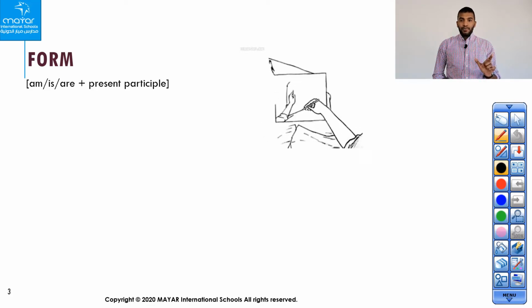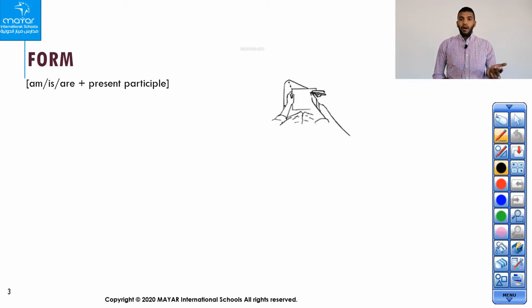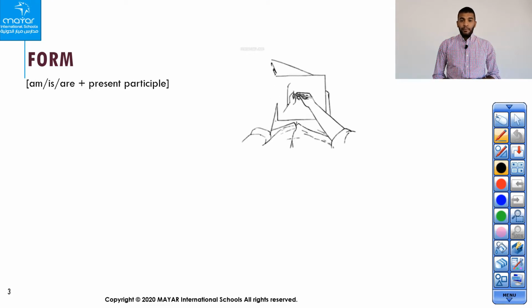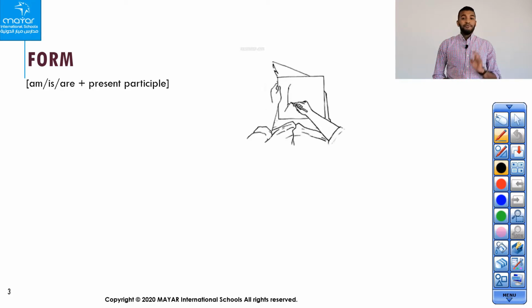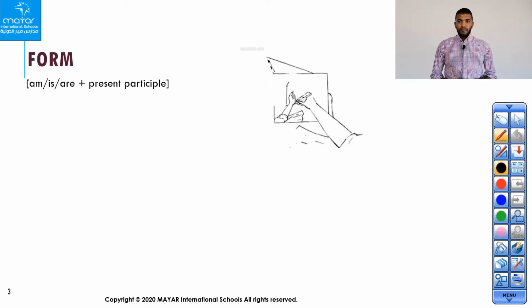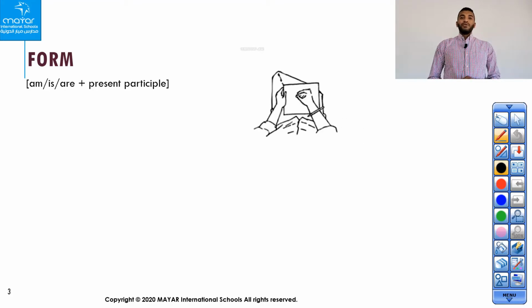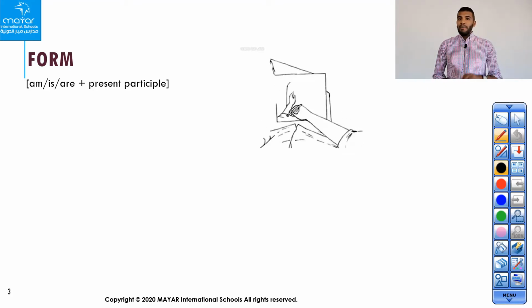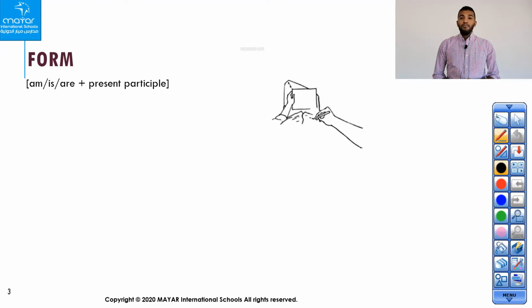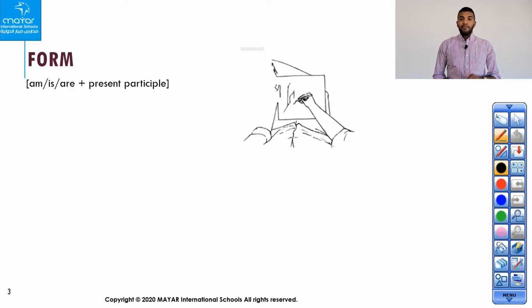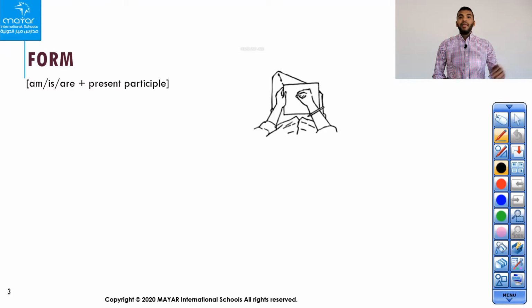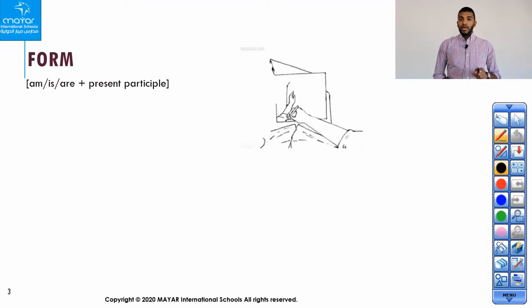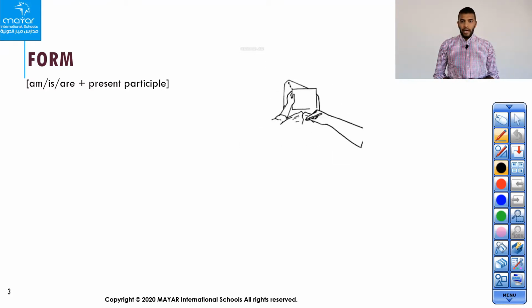Now, the present verb to be means is, am, are. One of these three verbs followed by the present participle. And the present participle means the verb that ends with ing. Now, as you can see in the picture in front of you, there is a man that is drawing. So the man is drawing. Look, I said the man is drawing. Is because the man is singular. And if you have a plural verb, you would say the men are drawing. Or if you are talking about yourself, you would say I am drawing.